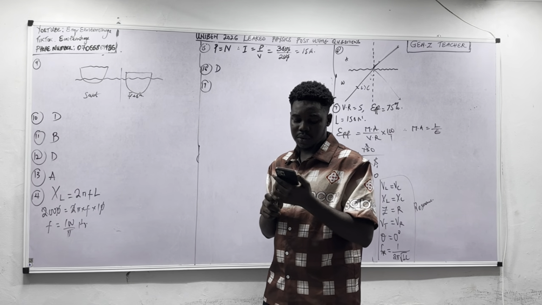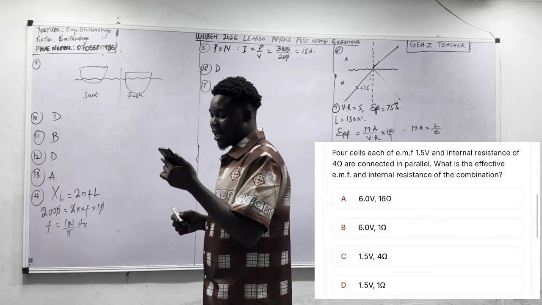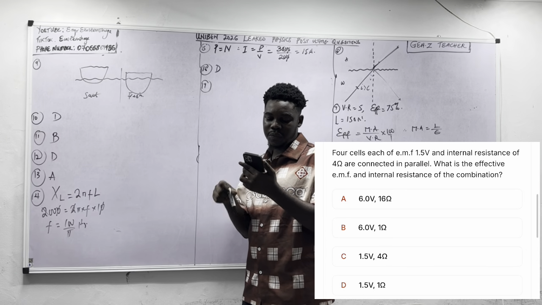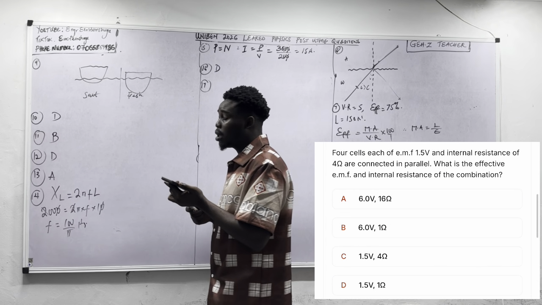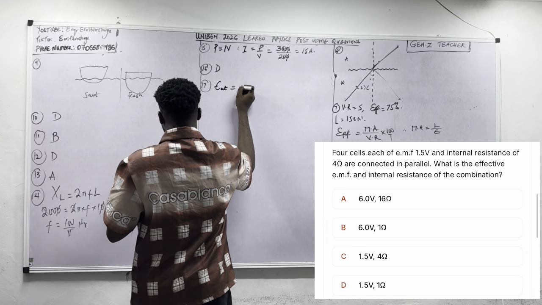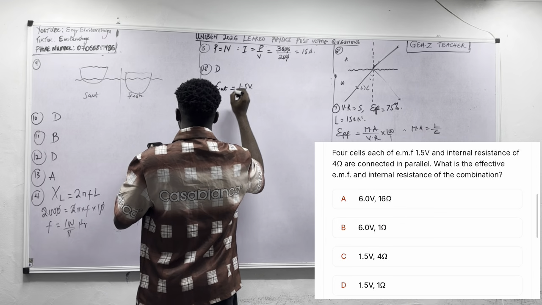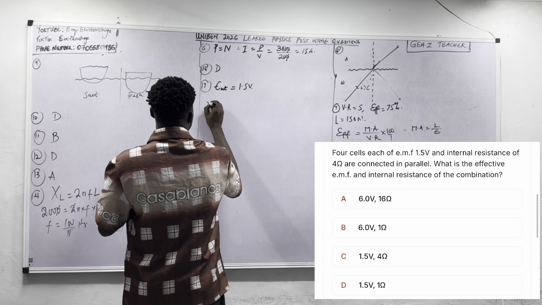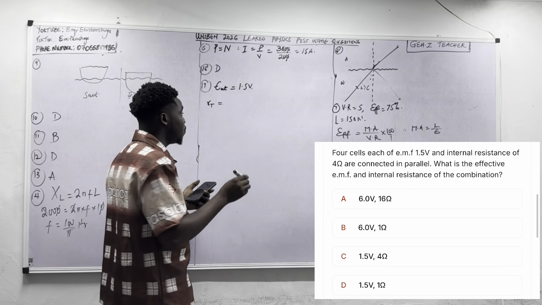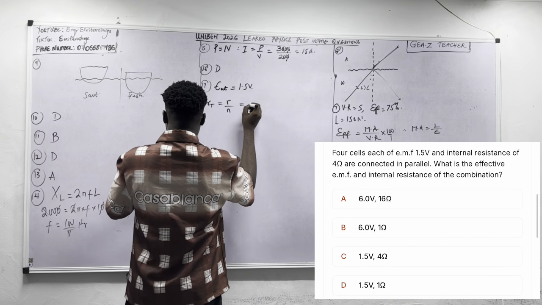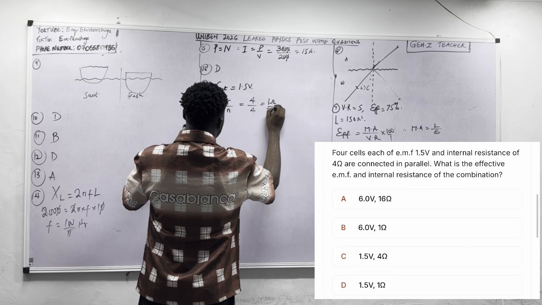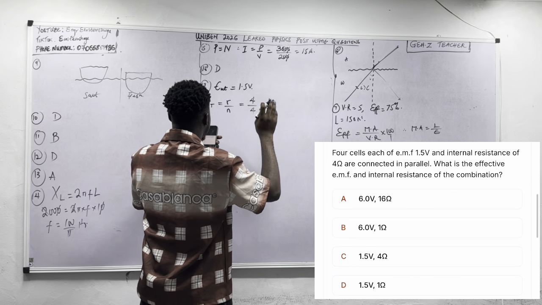Number 17, four cells, each of EMF 1.5 volts and internal resistance 4 ohms are arranged in parallel. What is the effective EMF and internal resistance of the combination? Now, quickly, when you are in parallel, your effective EMF remains just one of the EMF of the cell. So that should be 1.5 volts. And then, since they're in parallel, you're going to solve for the total resistance by doing your 1 over value. But I'm going to use my shortcut because they have equal value. Just pick one value over how many appear. So the one value was 4, and then we'll say over 4. Since there are 4, this should be 1 ohm. So the answer should be 1.5 volts and 1 ohm, option D.